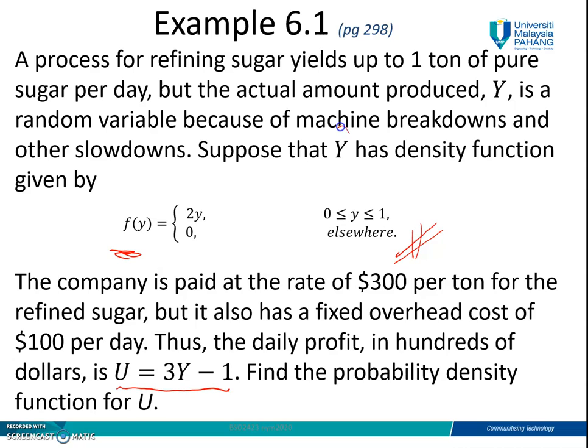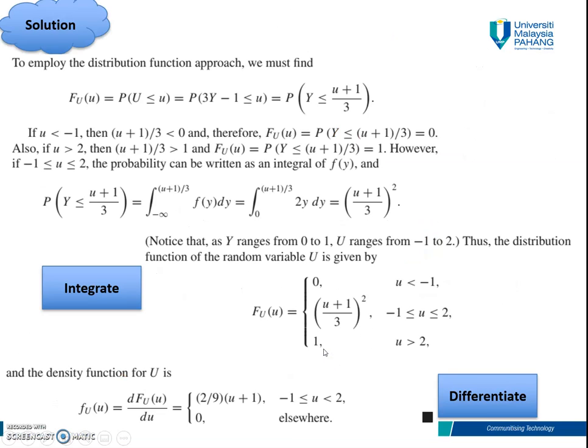We have Y as a random variable, but now we have a function of the random variable, that means Y inside a function. In this case, we have a daily profit function which is equal to 3Y minus 1. The question asks you to find the probability density function for U. U is a function which has a random variable inside. This is the solution, how to find the distribution function.